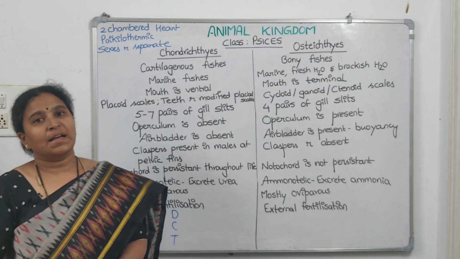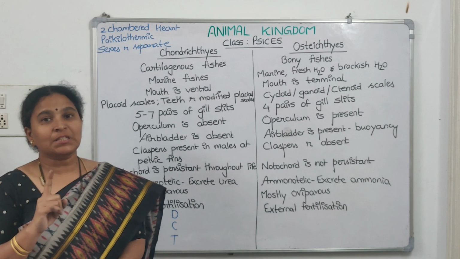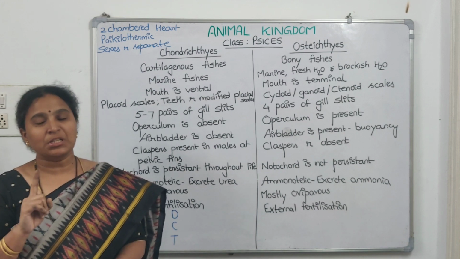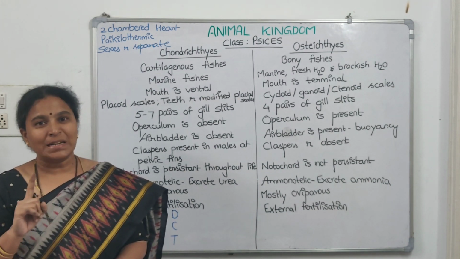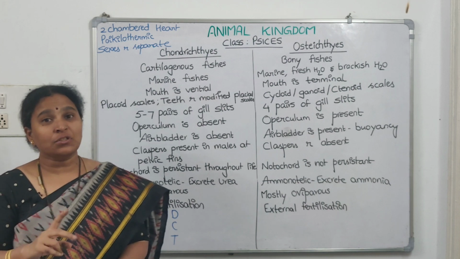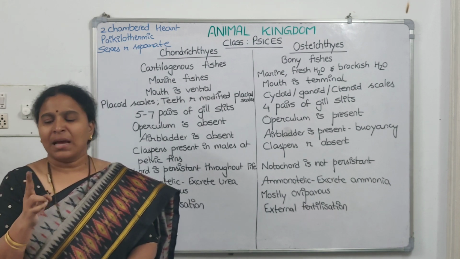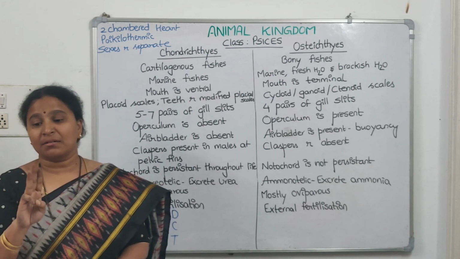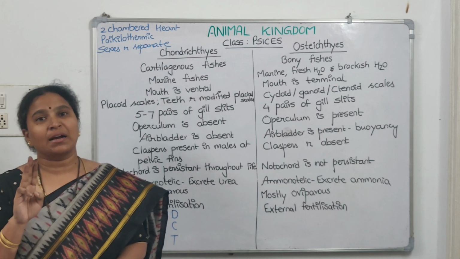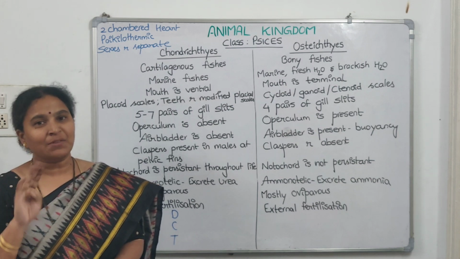Now coming to Gnathostomata, under that the first class is called Pisces. Pisces means fishes. The study of fishes is called ichthyology. Fishes have a two-chambered heart. Amphibians have a three-chambered heart. Reptiles also have a three-chambered heart. Birds and mammals will have a four-chambered heart.